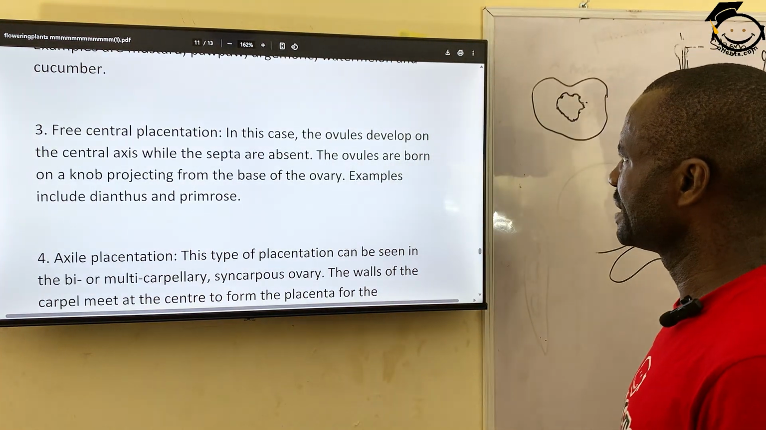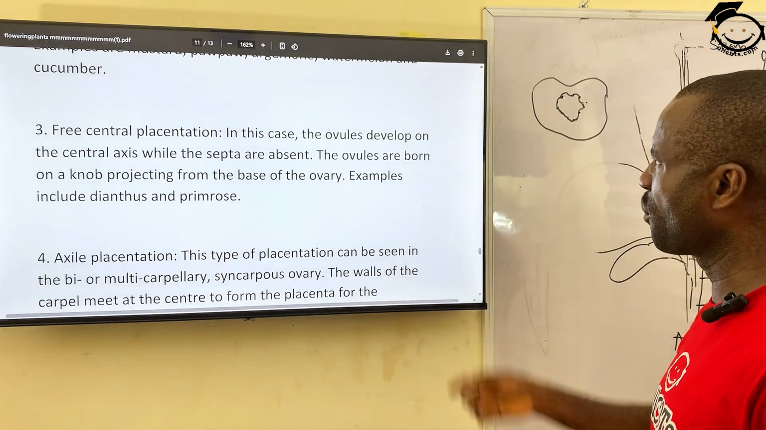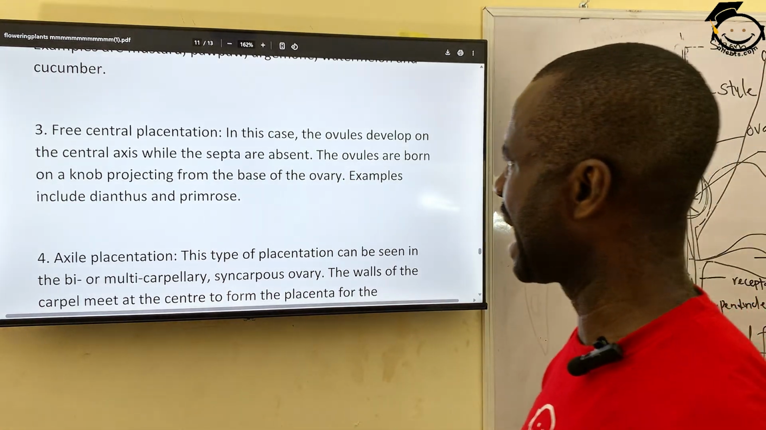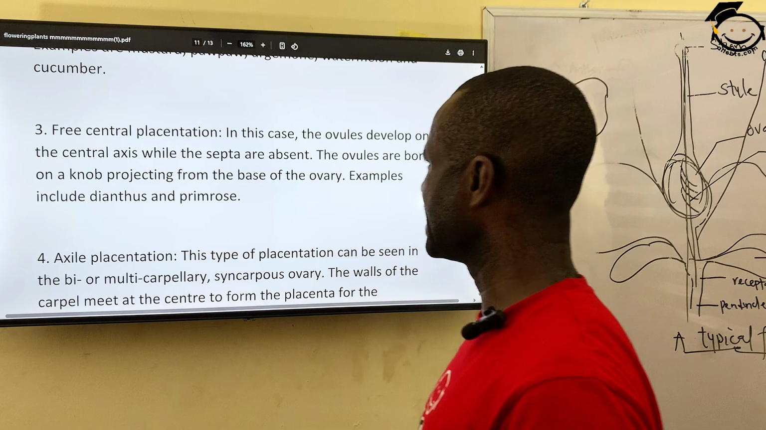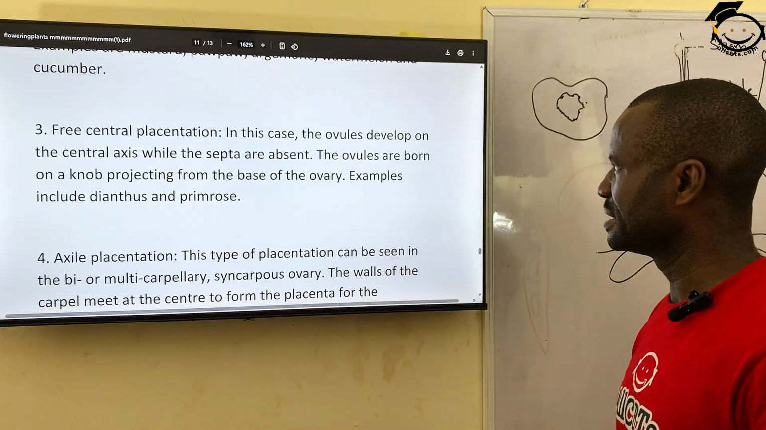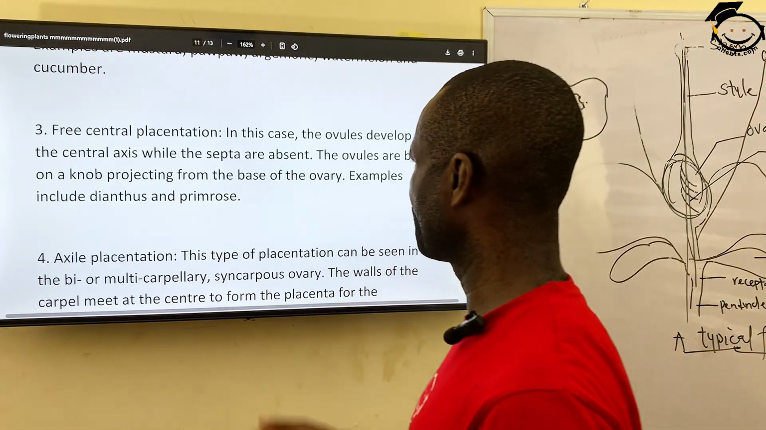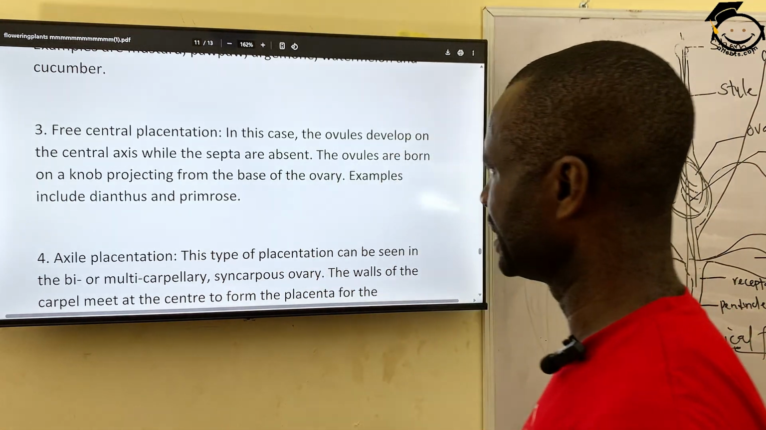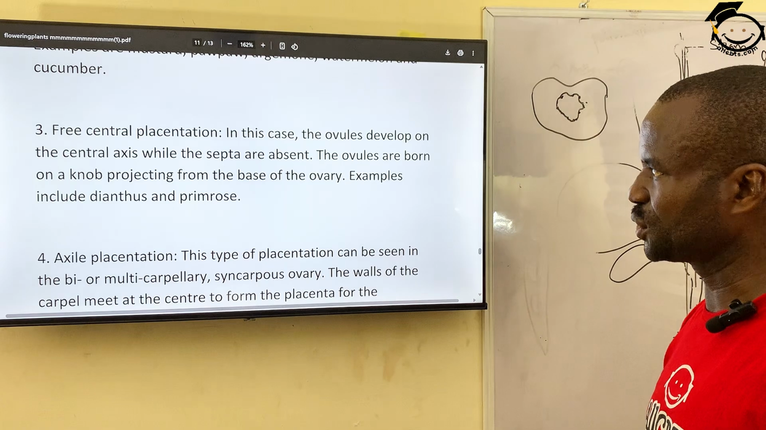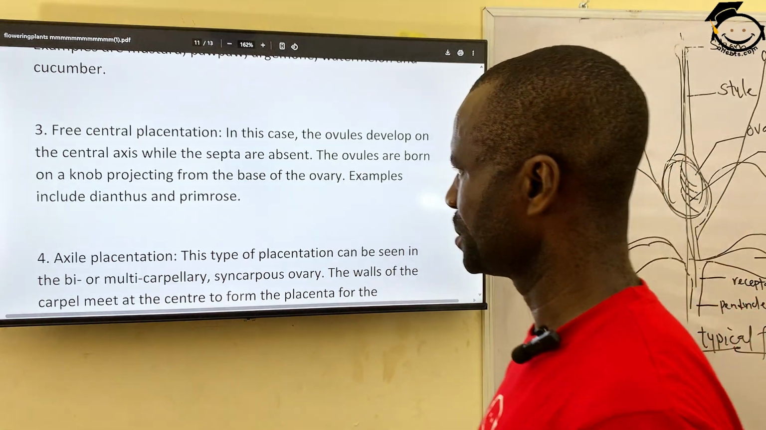This is the type of arrangement where the ovules develop on the central axis while the septa are absent. The ovules are borne on a knob projecting from the base of the ovary. Examples are dianthus and primrose.